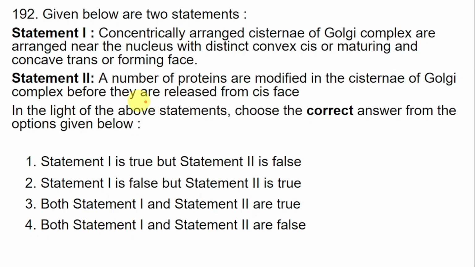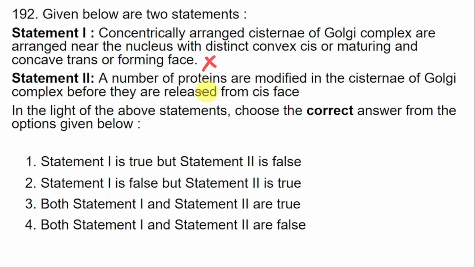Next one. Okay, back to back, two statements have come. So let's not avoid this. Attempt it. Given below are two statements. Concentrically arranged cisternae of Golgi complex are arranged near the nucleus. Yes, they are arranged near the nucleus with distinct convex cis. Cis is convex, correct? Or maturing is wrong because cis is the forming phase, and concave trans, this is correct, forming phase. So this is a mismatch, and therefore this is the wrong statement.